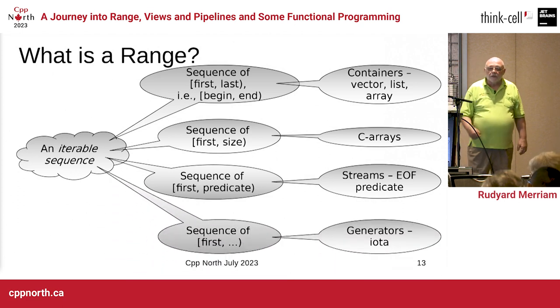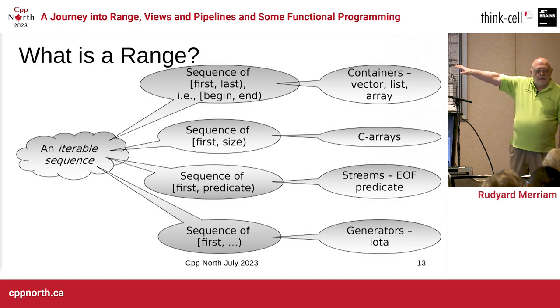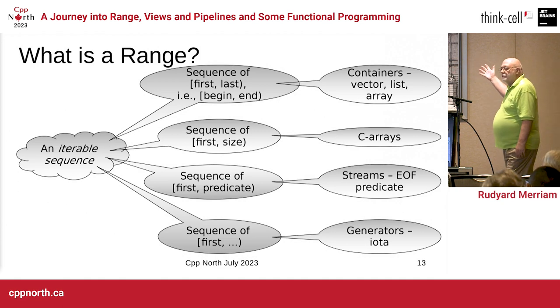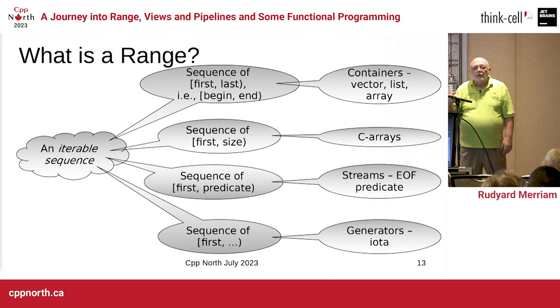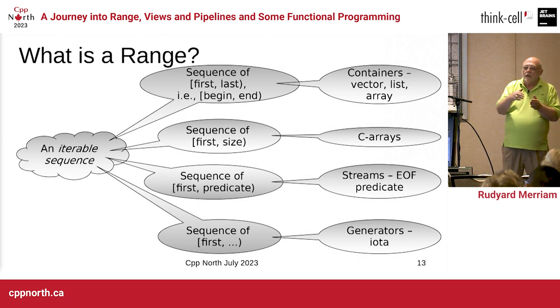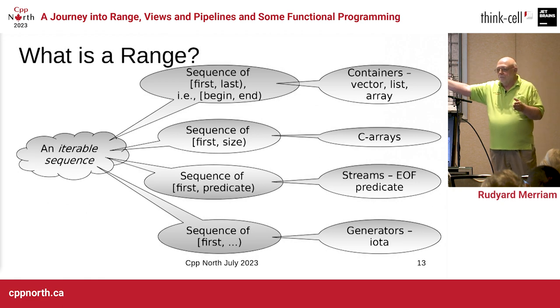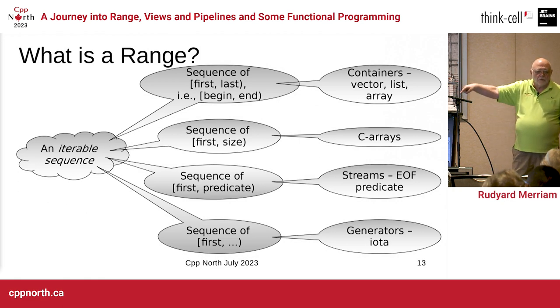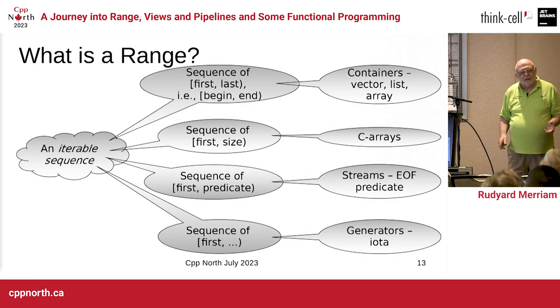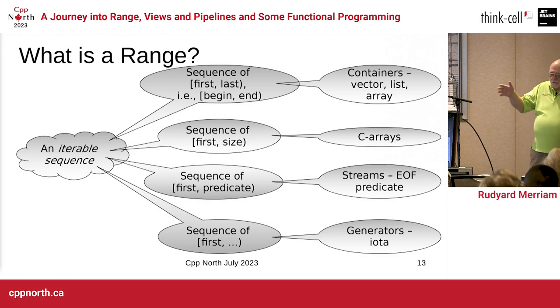And then you've got the sequence with a known first, and I don't know when it's going to end. Call those the generators. iota, index sequence. Give it a number. Every time you call it after that, it increments it by one. iota comes from a programming language, APL. Yeah, it was a write-only language. Once you wrote the code, you could never understand what it did. iota was the character they used for an index sequence. So that's why we got iota. Standards committee is strange at times.